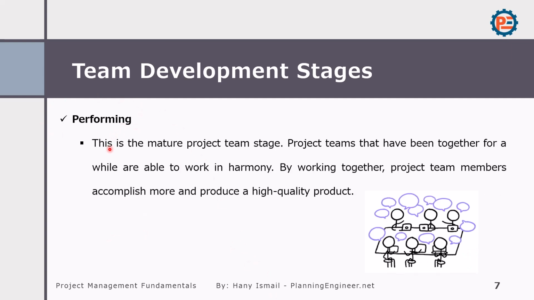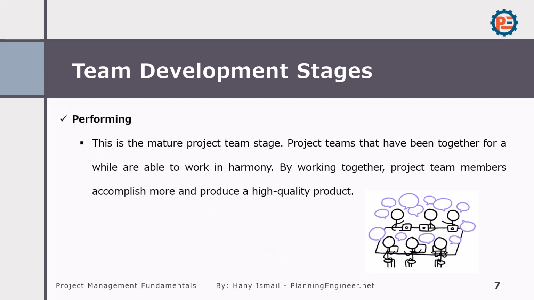This is the mature project team stage. Project teams that have been together for a while are able to work in harmony. At this stage, you can 100% count on your team. By working together, project team members accomplish more and produce a high quality product. So at this stage, you can put deadlines with confidence because you already know your team members.